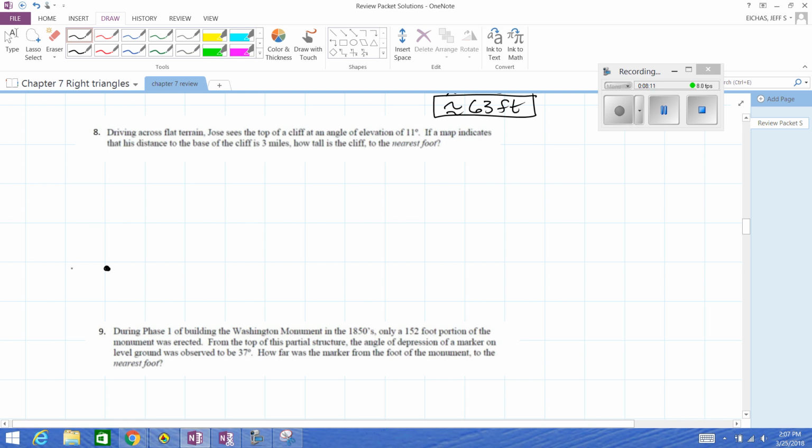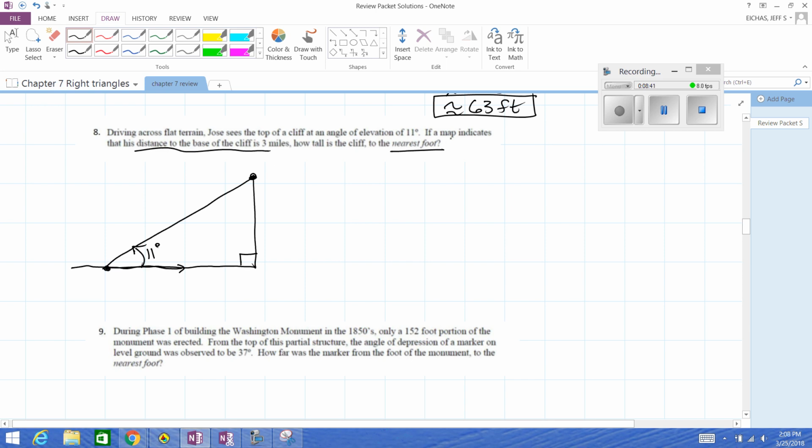All right, let's say we're driving along, and here's a cliff that we're approaching. Let's assume the road and the cliff make a 90. And we want to look up to see it. So you should look parallel with the ground. Have to elevate to see the top. So that's 11 degrees.